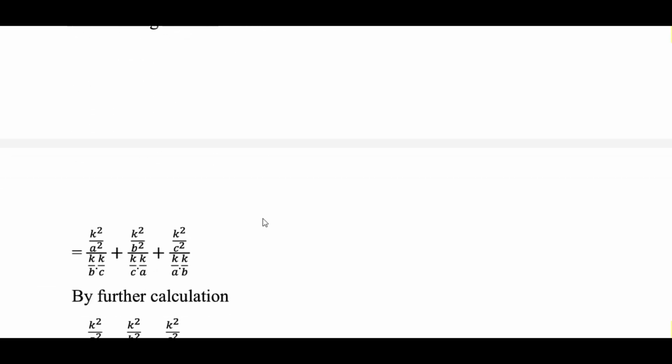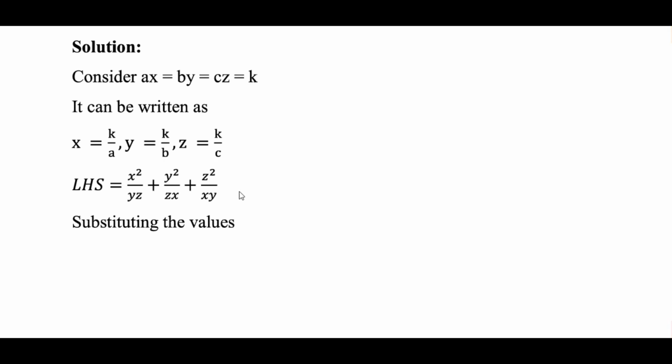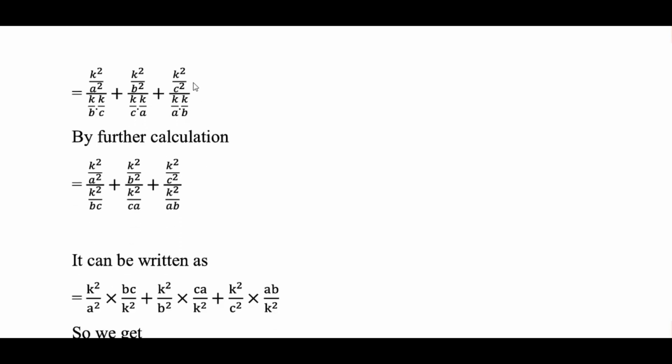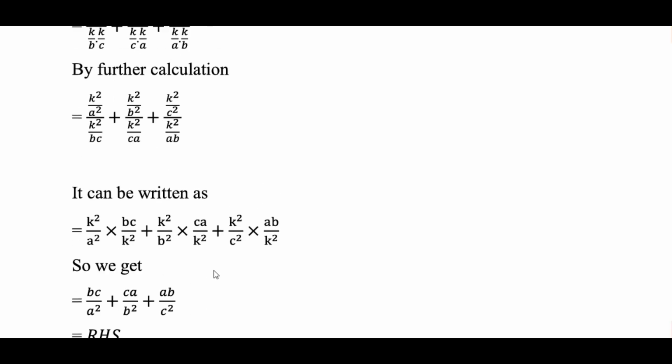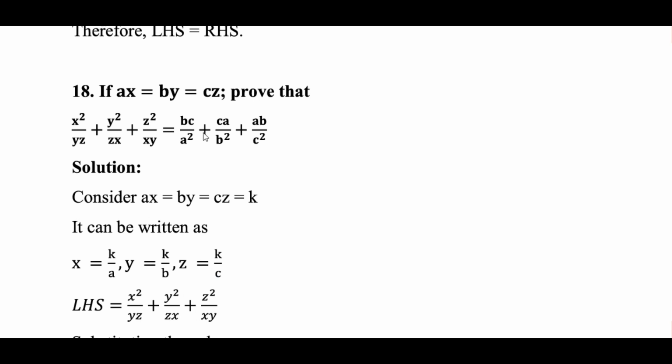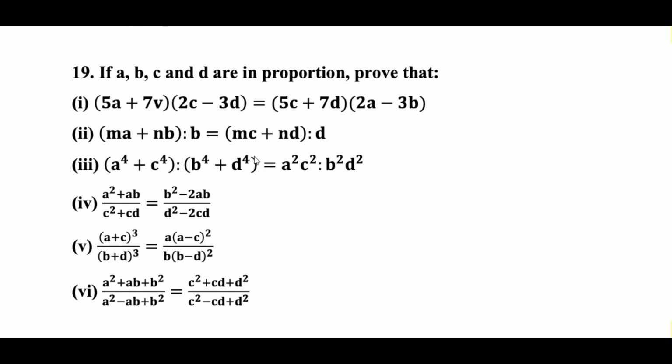Now substitute the values of x, y and z. After that some portion will be struck out and you will get this much. See, bc divided by a square, ca divided by b square, ab divided by c square, which is equal to the right hand side. See, the right hand side is given over there in the question paper. Okay, come to the next problem.